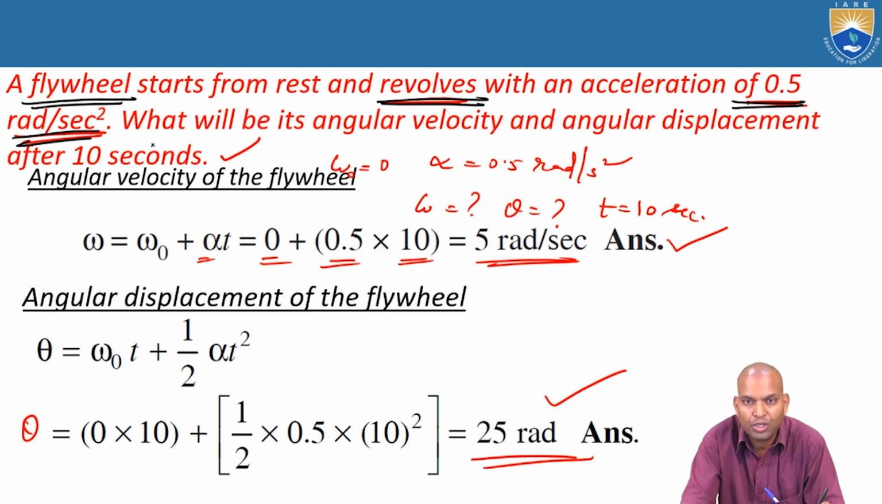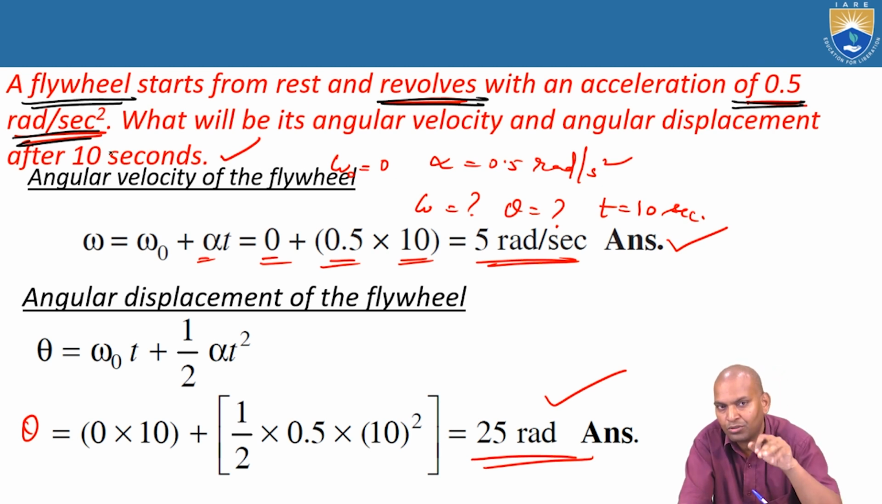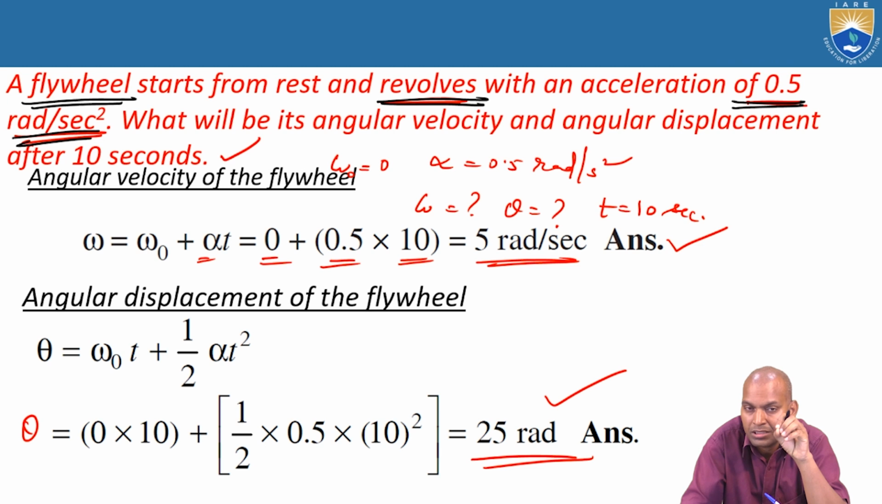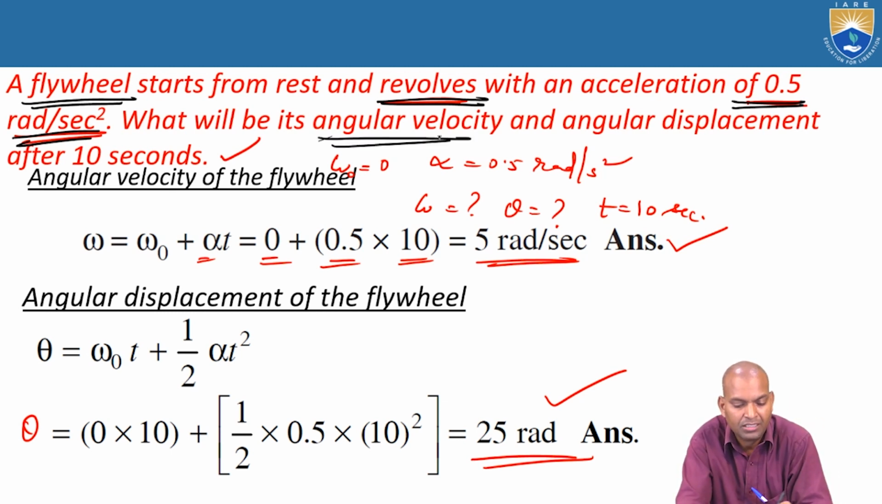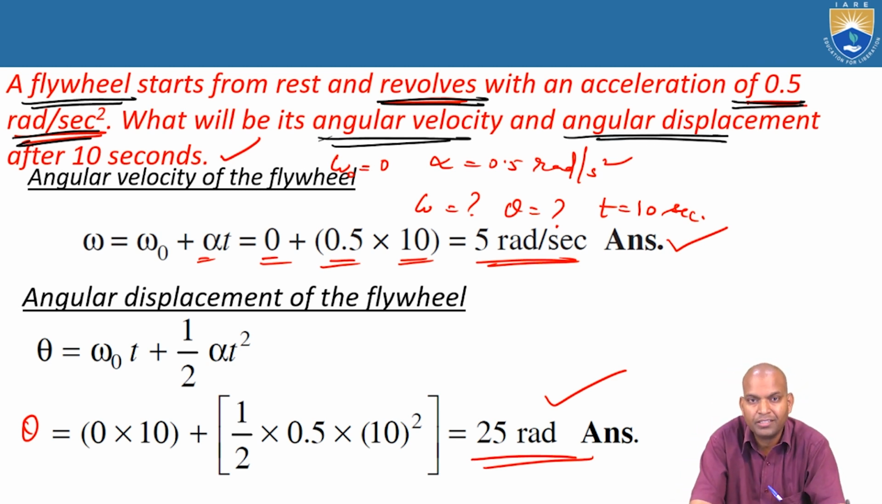Finally, based on this data, we come to the conclusion that the body is under angular motion. The objectives are also directly mentioned here: angular velocity and angular displacement. From these two objectives also we can identify that the body is under angular motion.